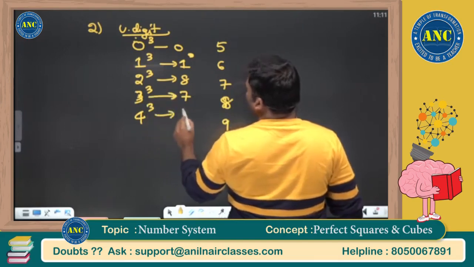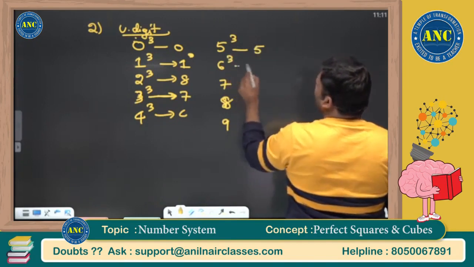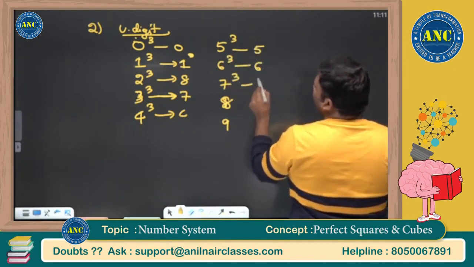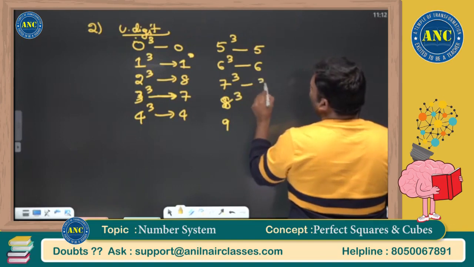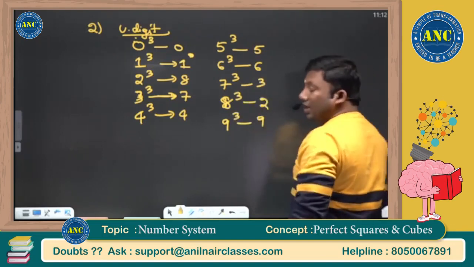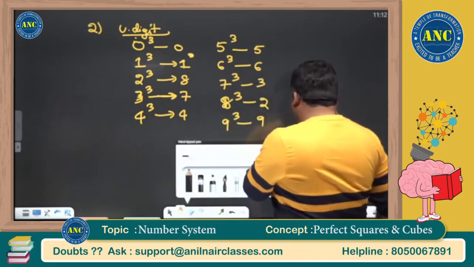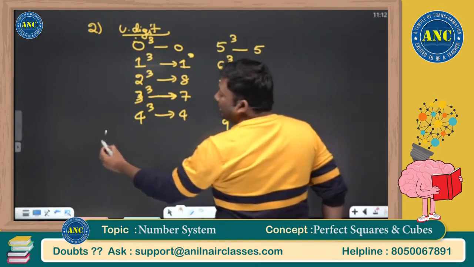4 cube is 64, 5 cube 125, 6 cube 216, 7 cube 343, 8 cube 512, 9 cube is 729. Now listen, very, very important, sir. This is an extremely important key point. What is that we discussed yesterday?